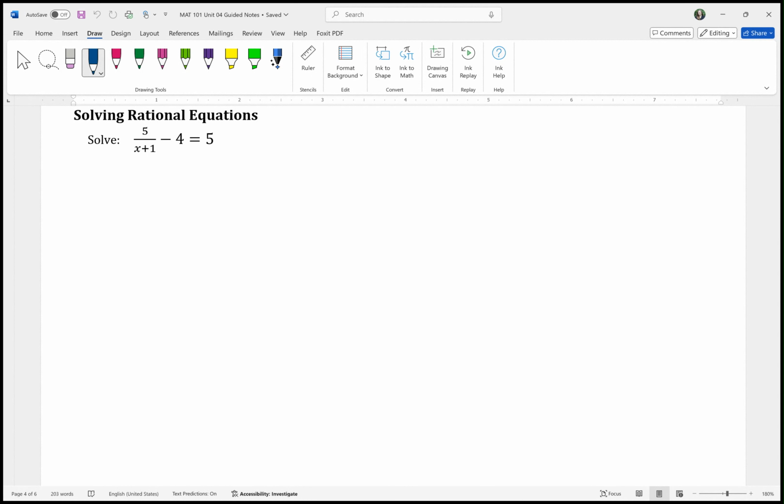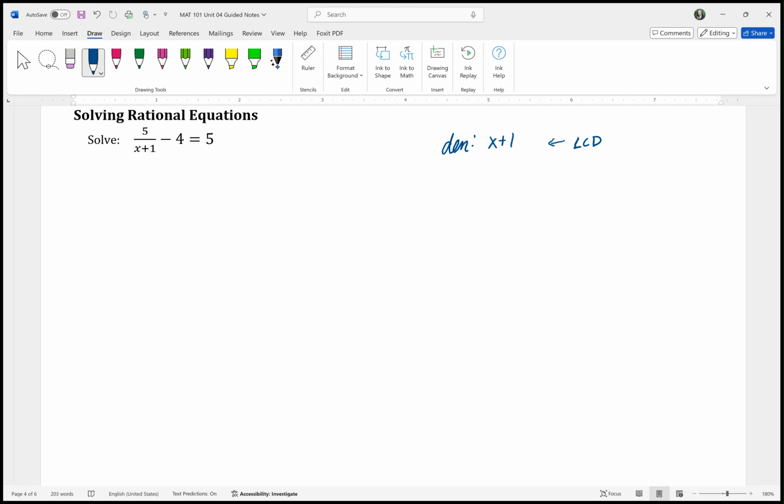So we have 5 over x plus 1 minus 4 equals 5. Our only denominator here is x plus 1. So when I'm thinking about LCD in this case, or in all of these cases where we're solving rational equations, I'm not really thinking about a number. I'm thinking oftentimes about expressions. And so because this is our only denominator, this happens to also be our LCD.